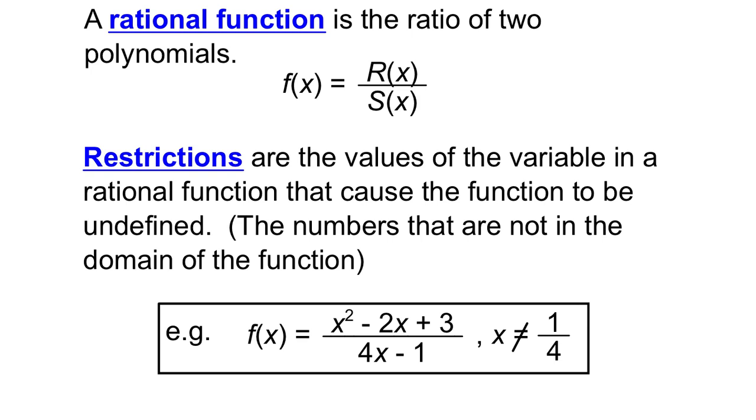The reason for that is that in a fraction, the denominator cannot be 0 because you cannot divide by 0. So if I know that 4x minus 1 cannot equal 0, I can solve this. 4x minus 1 can't equal 0, which means 4x can't equal 1, which means x can't equal 1/4. So this is called a restriction because I'm restricting the values of x. They cannot equal 1/4 in order for this function to work.